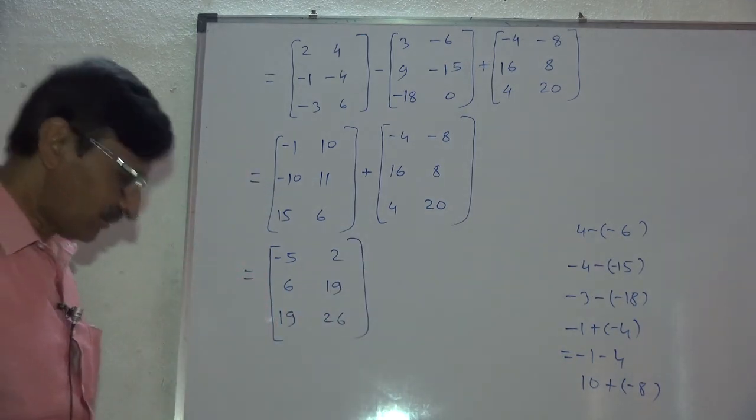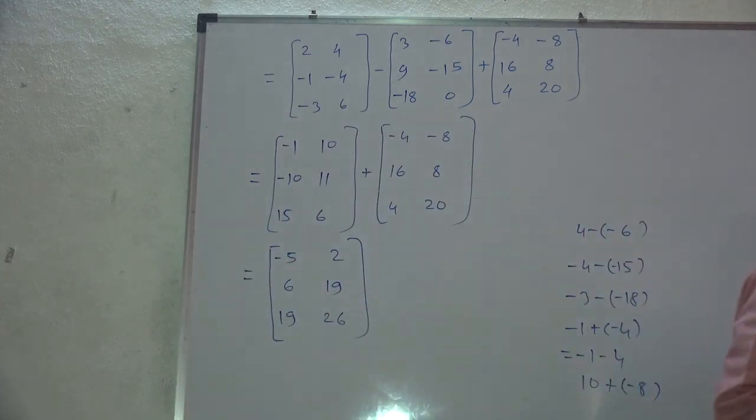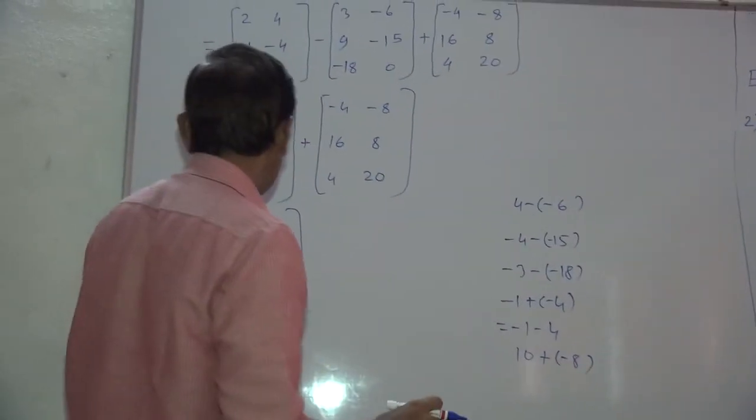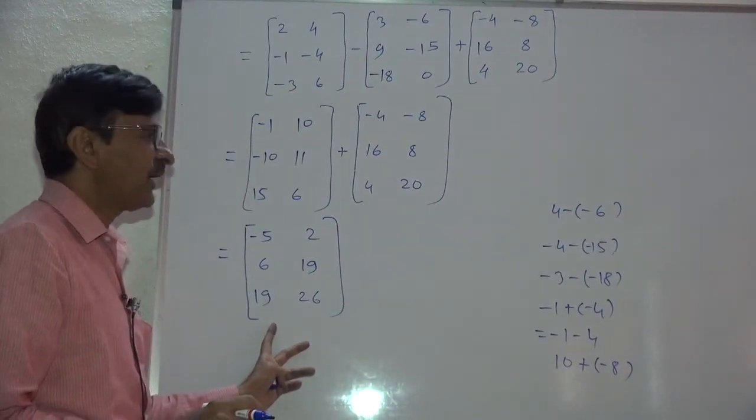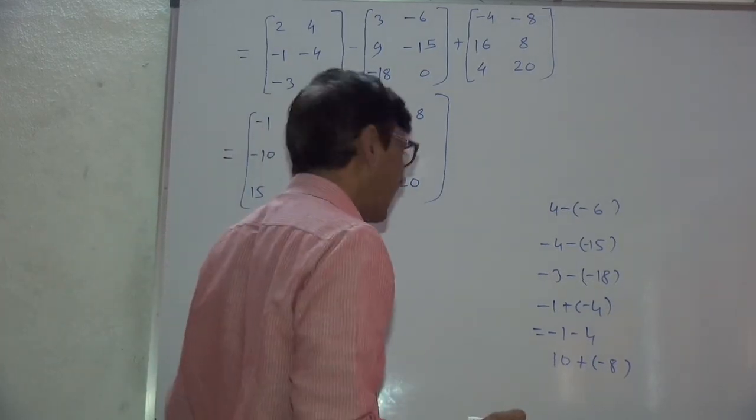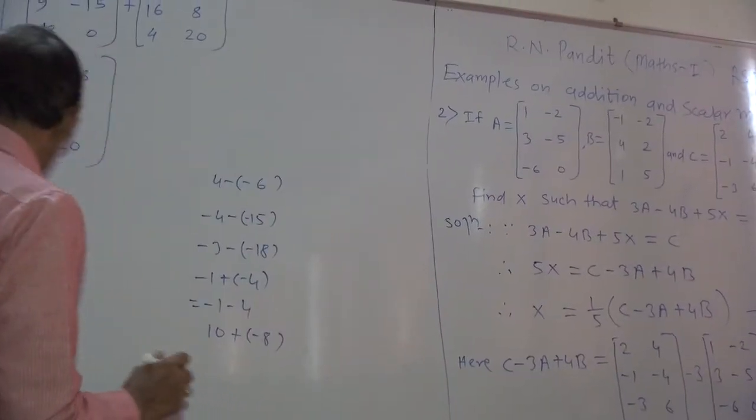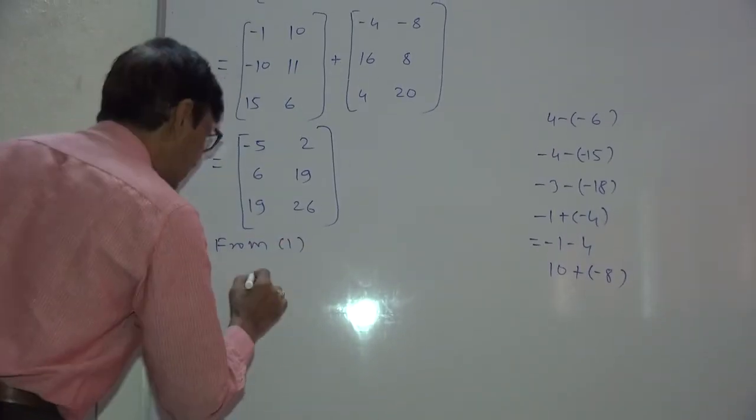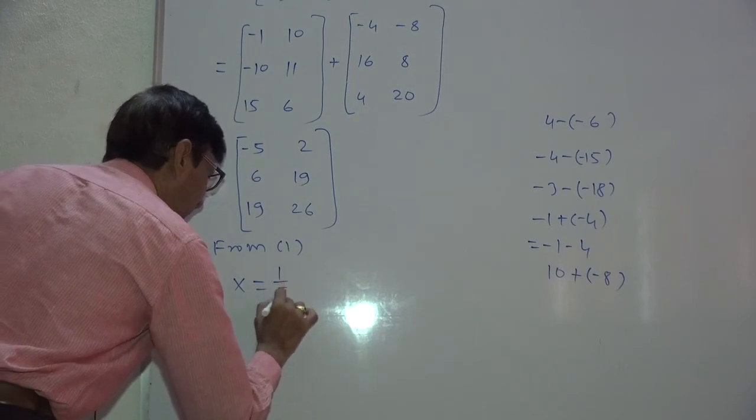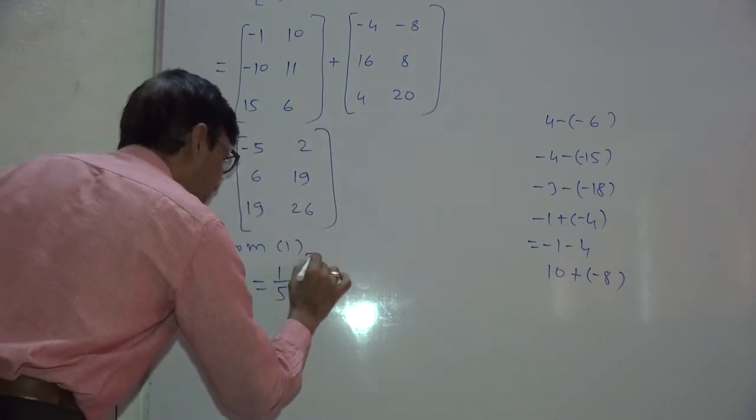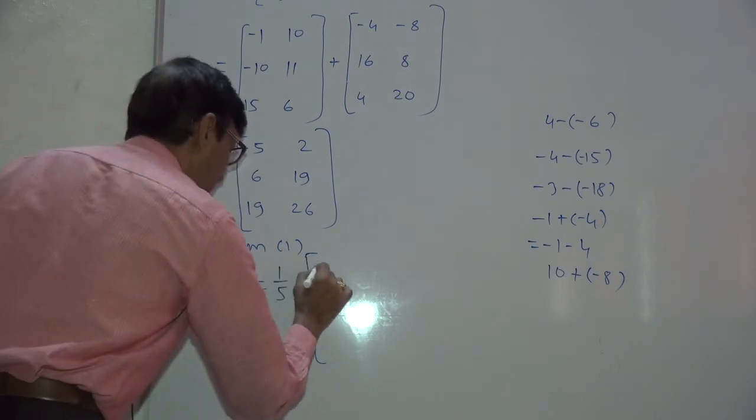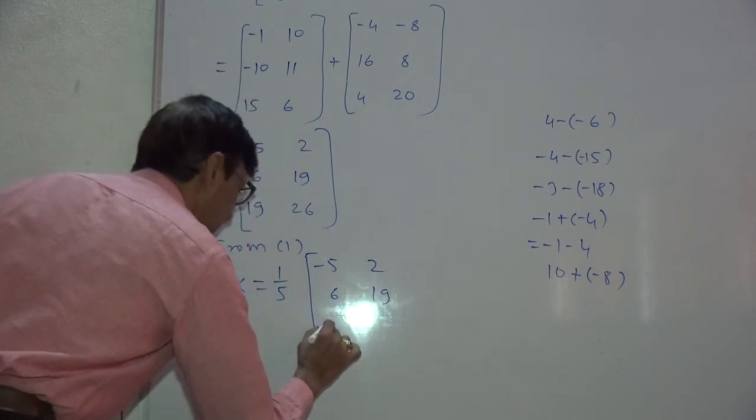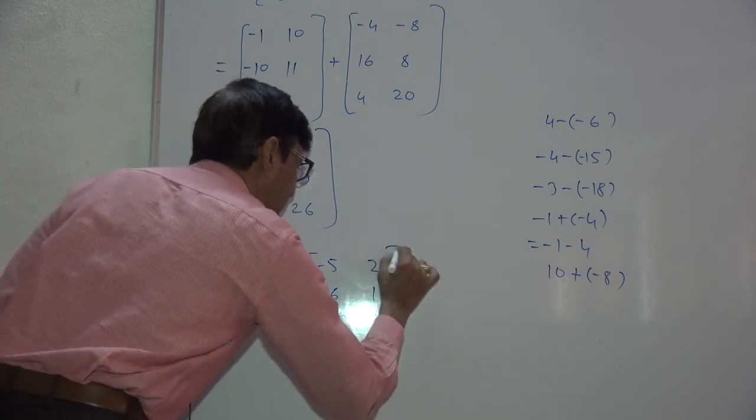So this is the value of the bracketed quantity, that is, the expression inside the bracket is a matrix of order 3 by 2. And now we will put this value here. So from 1 we get X is equal to 1 upon 5 times the value of the bracket, which is a matrix. What is the matrix? That is minus 5, 2, 6, 19, 19, 26.